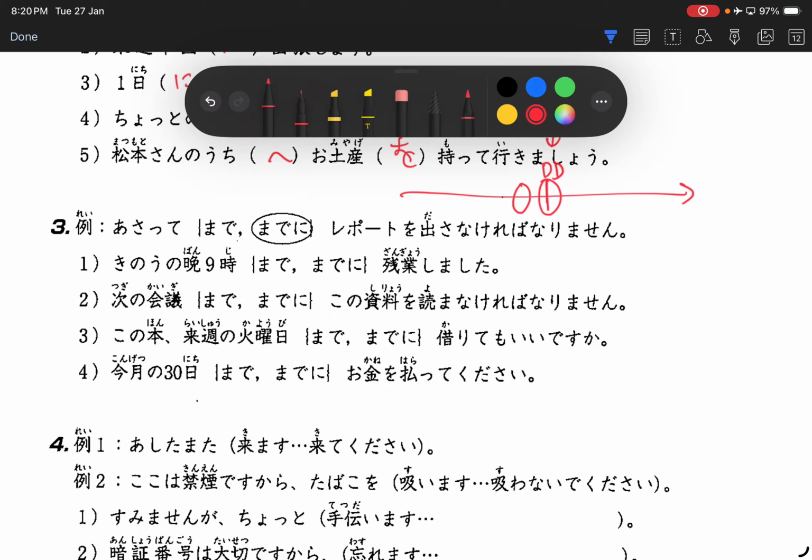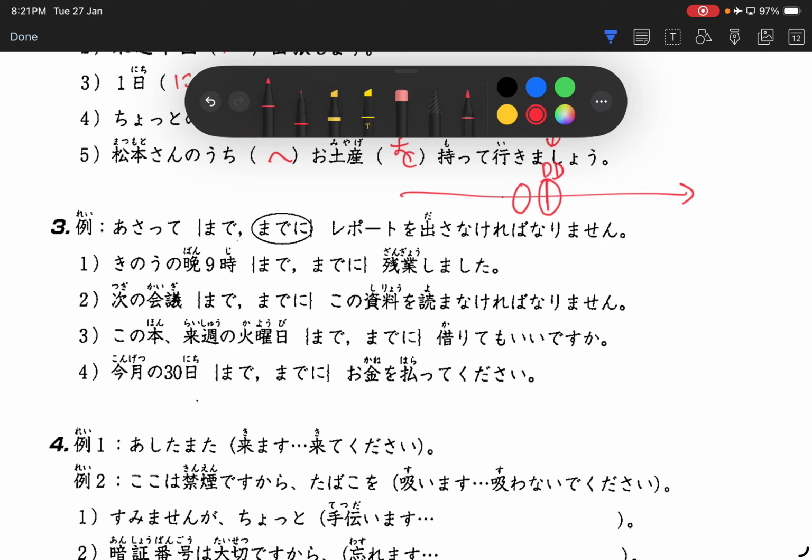Okay, let's continue. Number 1, あさってまでにレポートを出さなければなりません。出さなければなりません means must, right? Must submit report. So of course the deadline is until the day itself. So あさってまでに、レポートを出さなければなりません。So until the due date you can still submit. Anytime during the due date.